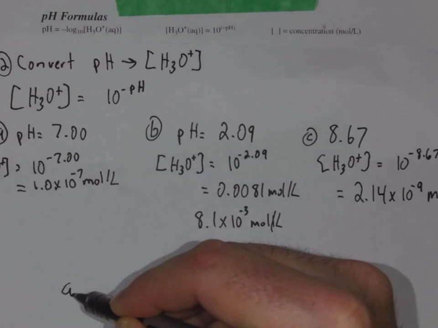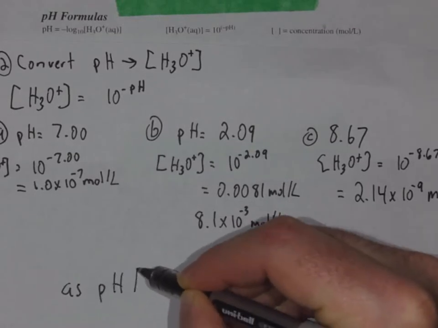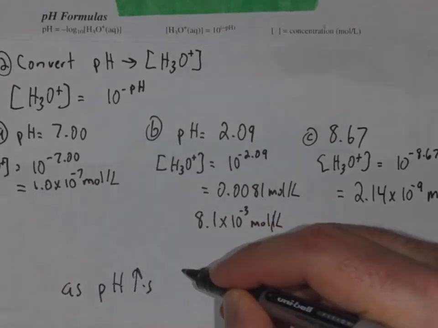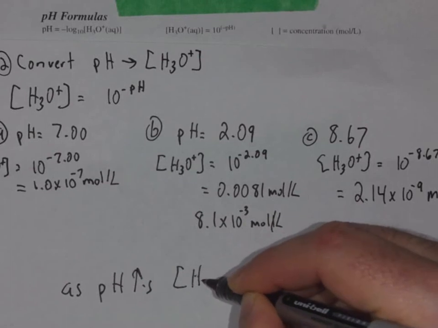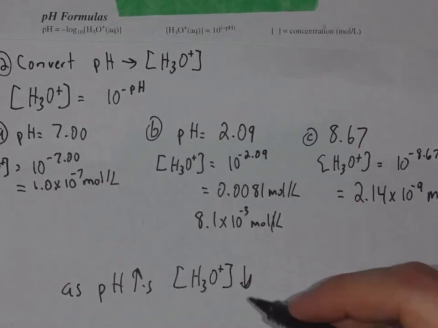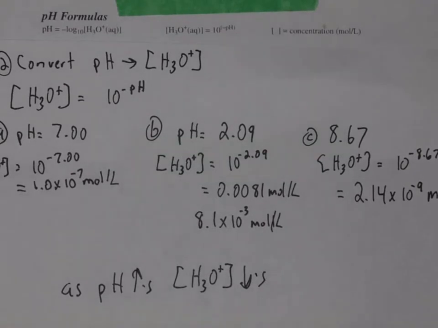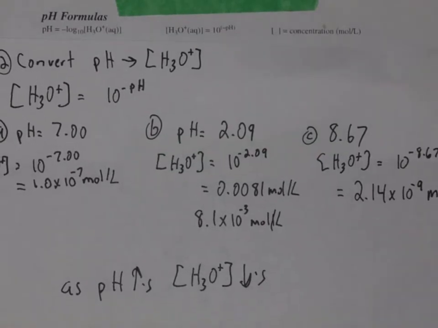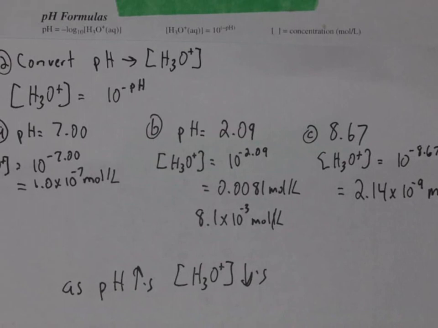So let's write that down. As pH increases, hydronium ion concentration decreases, and vice versa. And that's how you do hydronium ion concentration.